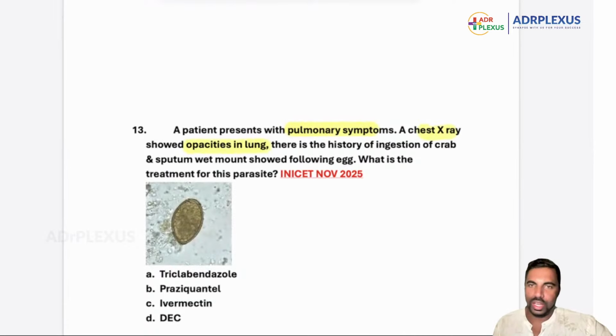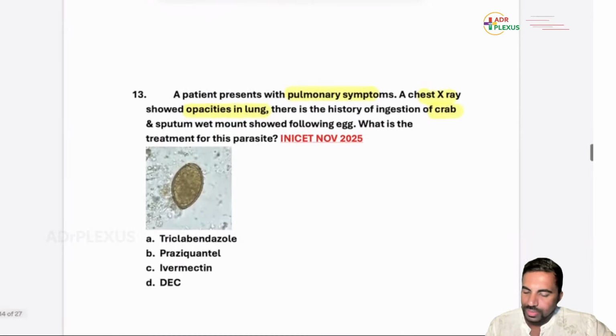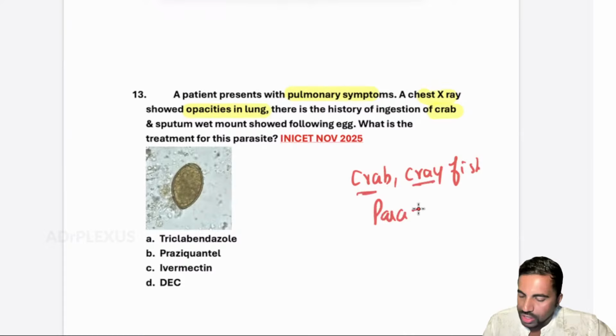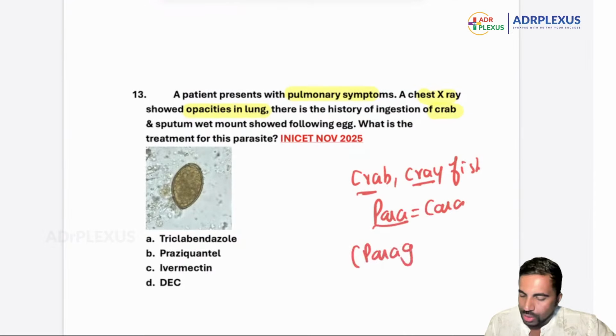Lung is given, and there is a clue for crab. Crab is more than enough for your answer, because first of all, we told crab or crayfish means para kara, right? We told para is equal to kara. So why para? Paragonimus westermani. That is the answer. That is why I told Paragonimus westermani.